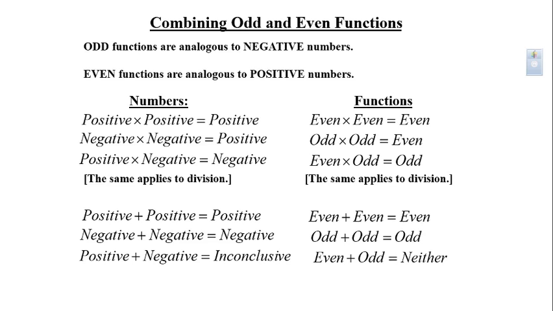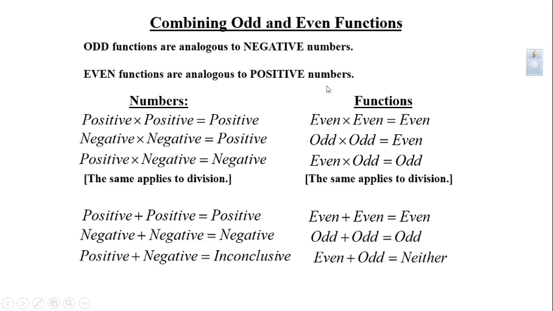And if you multiply or divide mismatched signs, one positive and one negative, you will get a negative result. Likewise with division. The similar thing happens with functions. If you multiply an even function by an even function, the result will be an even function. An odd function multiplied by an odd function will also be an even function. But if you multiply an even function by an odd function, the result will be an odd function. The same thing applies to division.